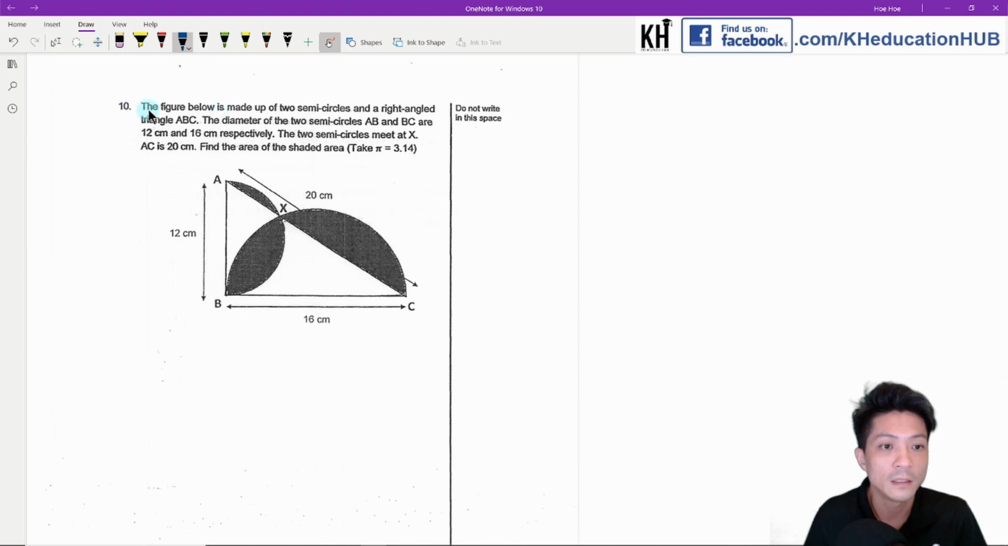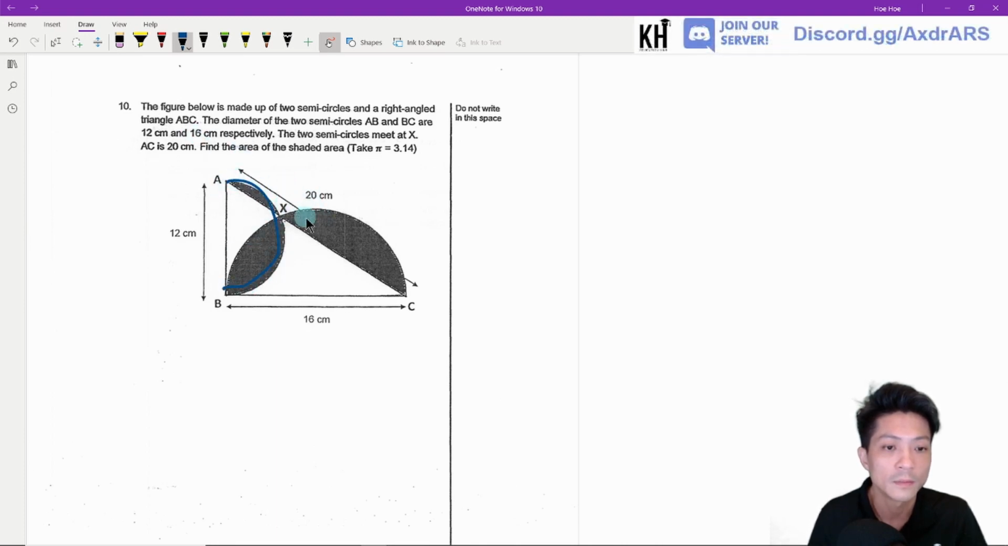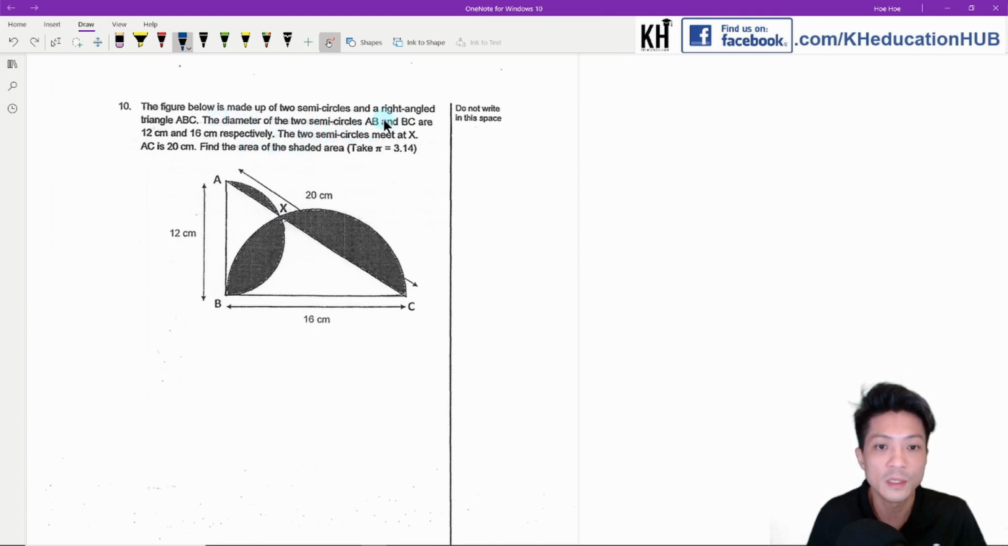Question 10. The figure below is made up of two semicircles and a right angled triangle. So this is one semicircle. This is the other one. And the right angled triangle will be here. The diameters of the two semicircles AB and BC are 12 cm and 16 cm respectively. The two semicircles meet at X over here. AC is 20 cm. Find the area of the shaded part.